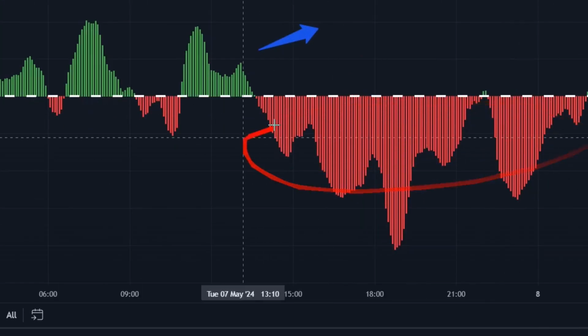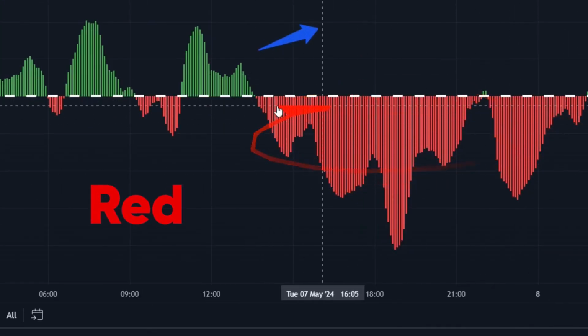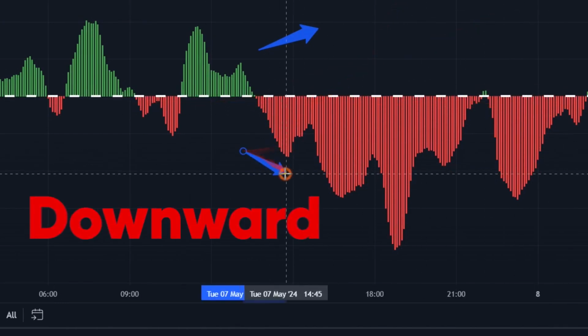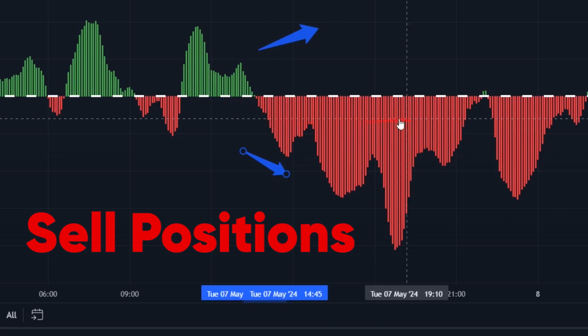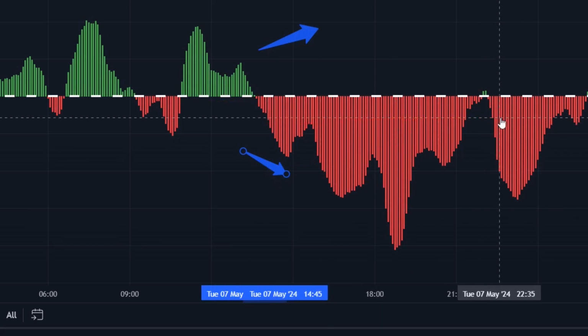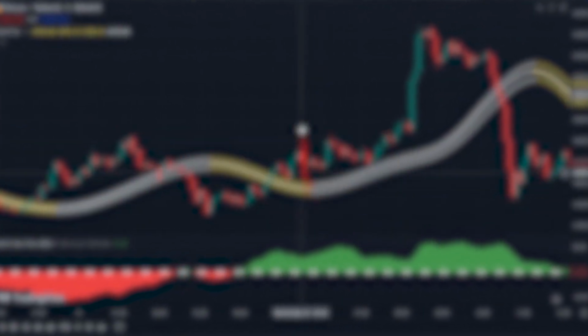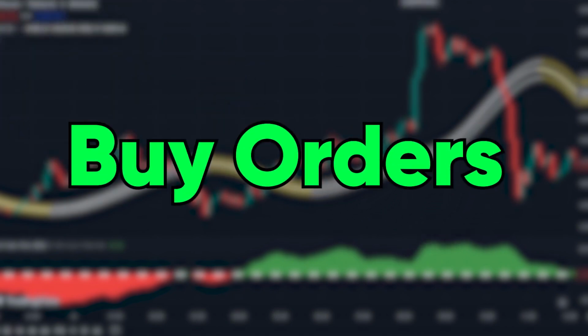And whenever the columns of this indicator are red and below the zero line, we consider the trend to be downward and look for sell positions in these points. Once you have learned how to work with these 2 indicators, let's move on to how to enter trades. Let's start with buy orders first.